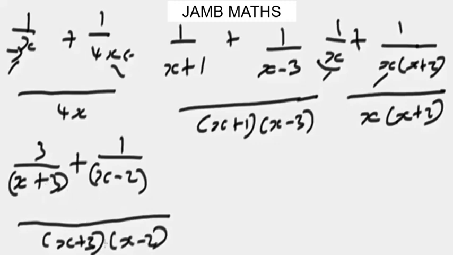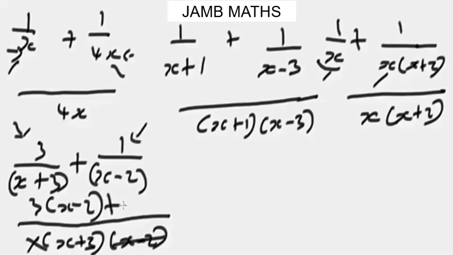Okay, now x plus 3 into this LCM will cancel this one, and we'll be left with x minus 2. So this x minus 2 multiplies the numerator here, so you're going to have 3 in brackets x minus 2. All right, plus now x minus 2 into this LCM will cancel this one, we'll be left with x plus 3 multiplying this one here, so we'll have 1 times x plus 3, which will still give us x plus 3.